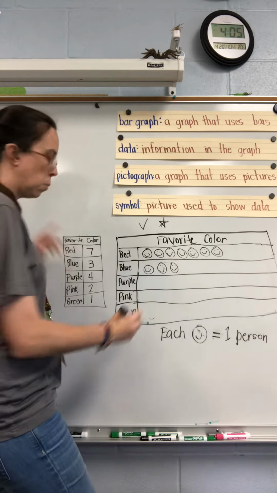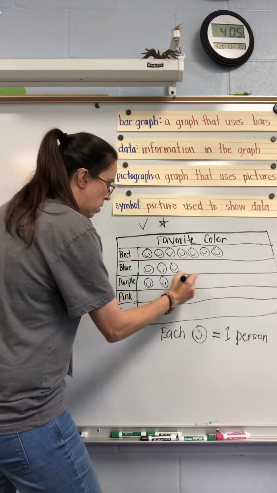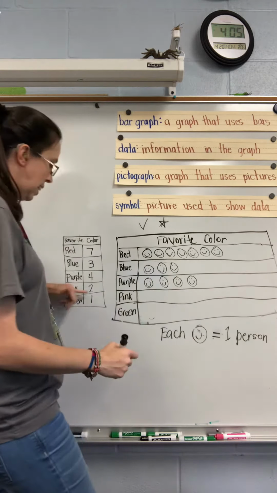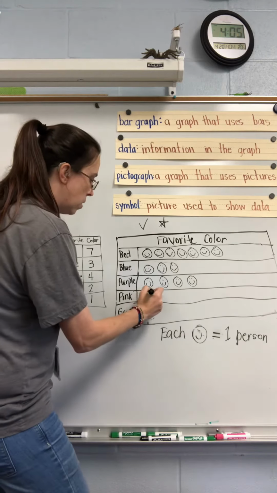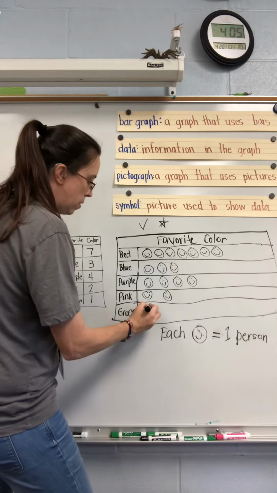Purple had 4 people. Pink had 2 people. And green had 1 person.